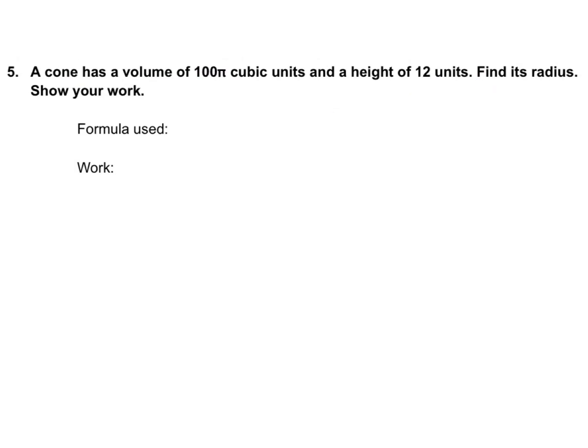Okay, for number 5, we have a similar situation where we know it's a cone and we know the volume of the cone. It's 100 pi cubic centimeters and the height is 12. Find the radius this time. So since it's a cone, we know our formula. Pi r squared h divided by 3. And here again, you can use the 1/3 if you prefer. And we do know the volume. So 100 pi.